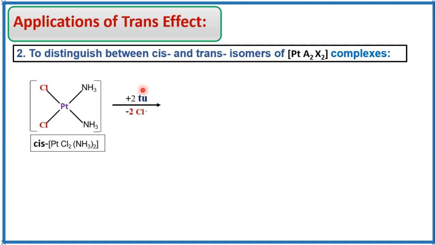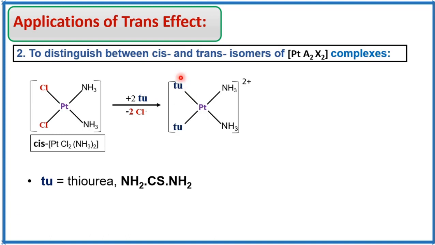Thiourea is a ligand which has the NH2CSNH2 structure, NH2C double bond S NH2 structure. This is the thiourea, and this thiourea is going to replace the two chloro groups here, because the bond between platinum and chloro is a weaker bond compared to the bond between platinum and nitrogen. So these two chloro groups initially will be replaced by thiourea to give this product.